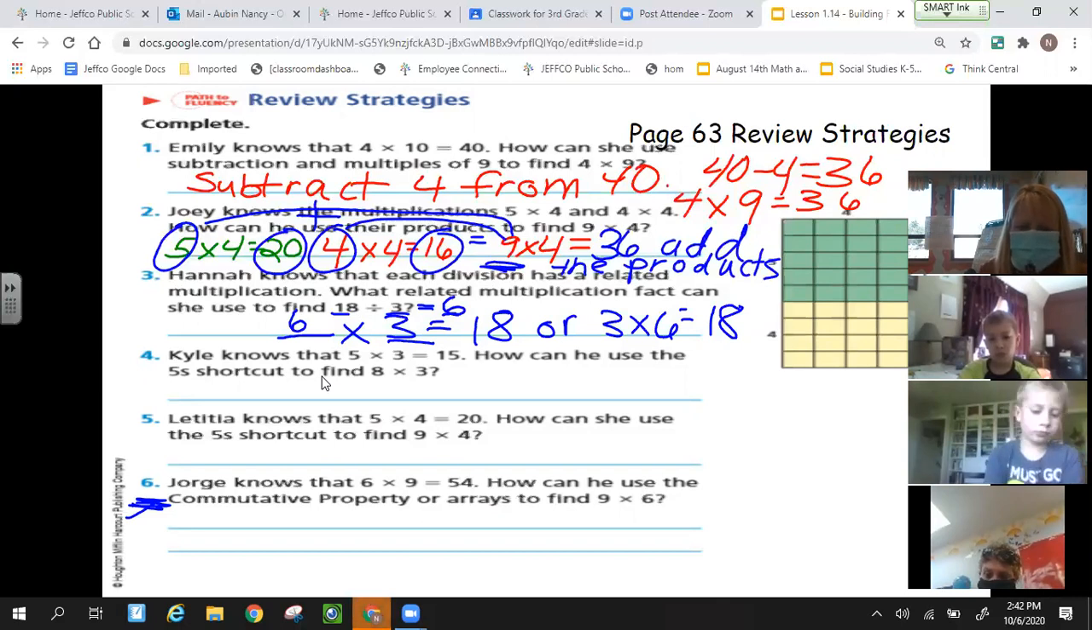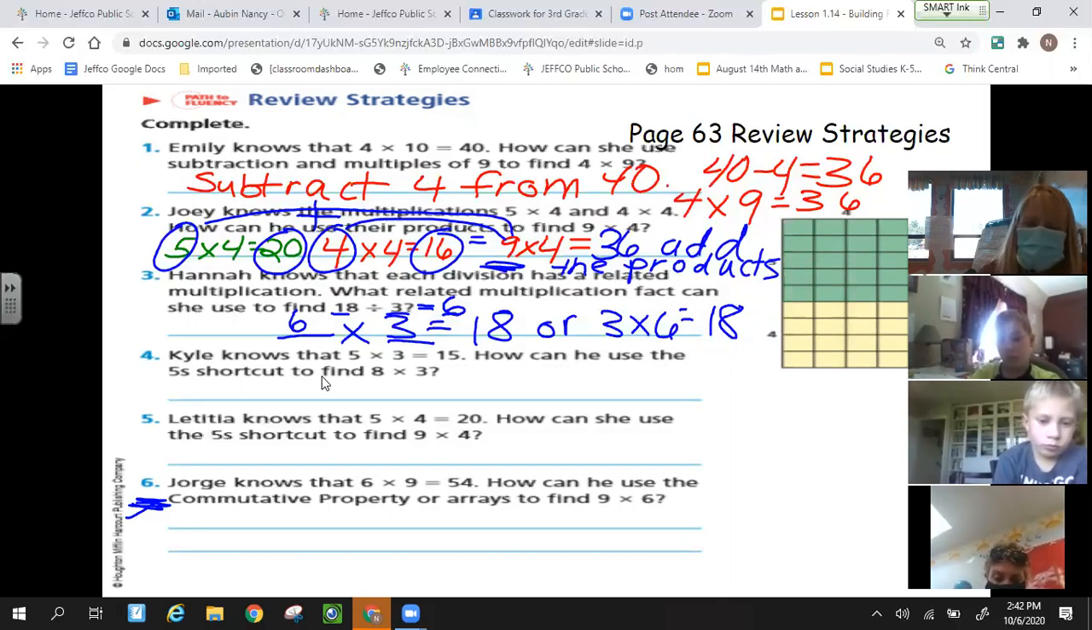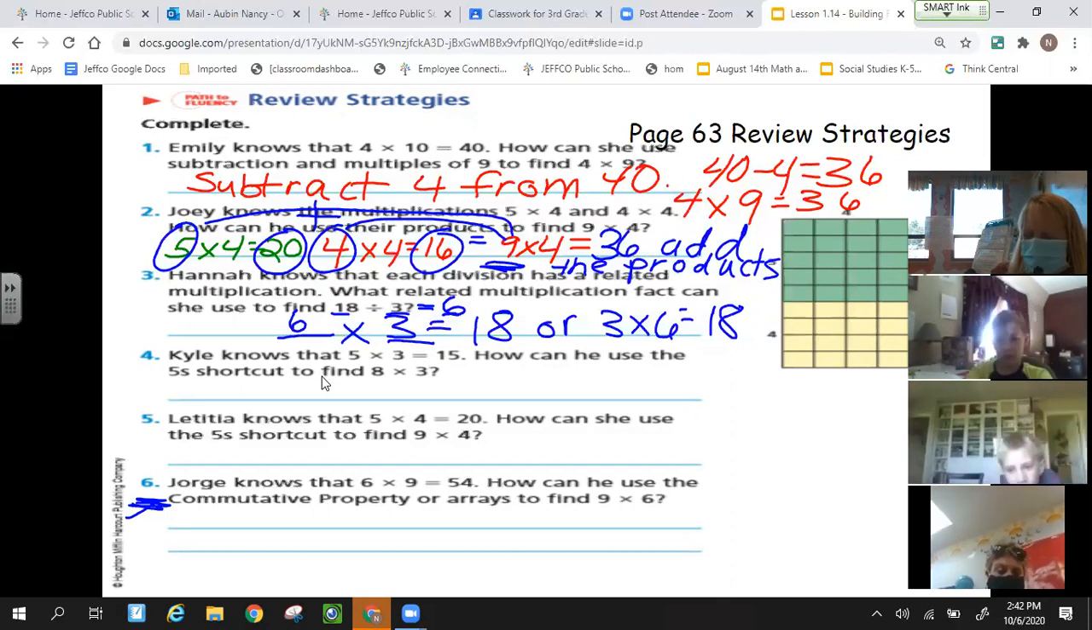George knows that 6 times 9 equals 54. How can he use the commutative property or arrays to find 9 times 6? I think everybody should know this because we've really talked a lot about it. Think about commutative property. How can you use that, the knowledge that 6 times 9 equals 54 to help you find the answer to 9 times 6? Go ahead and write your answer. Write it down, honey. Write it down, number 6, and then we'll share.